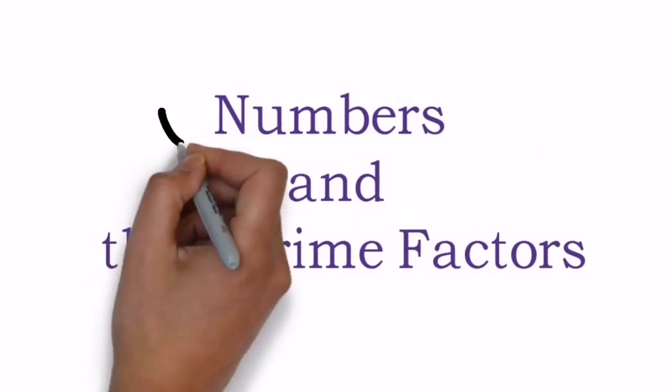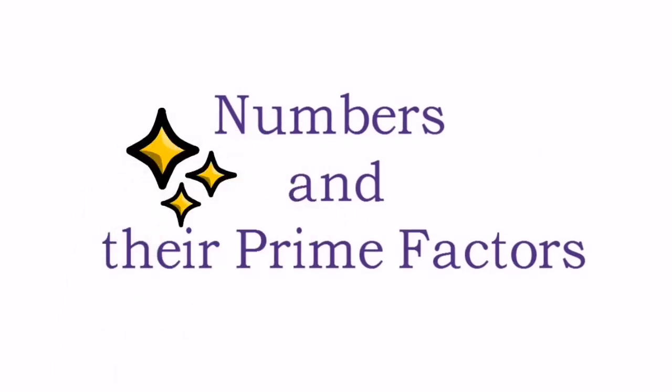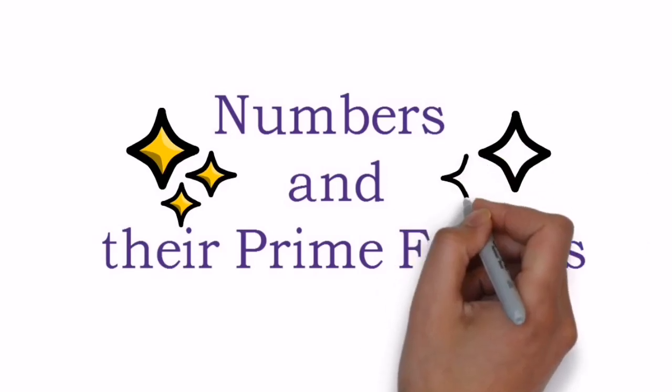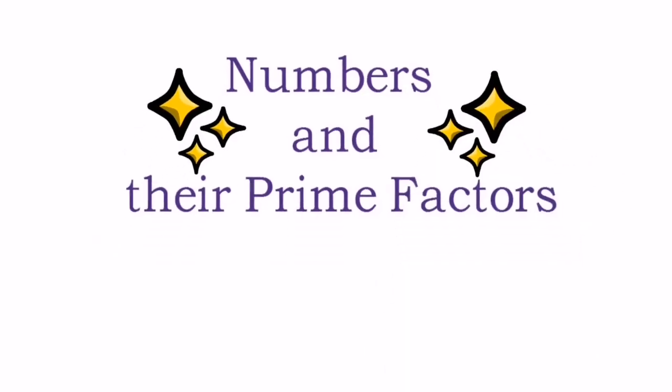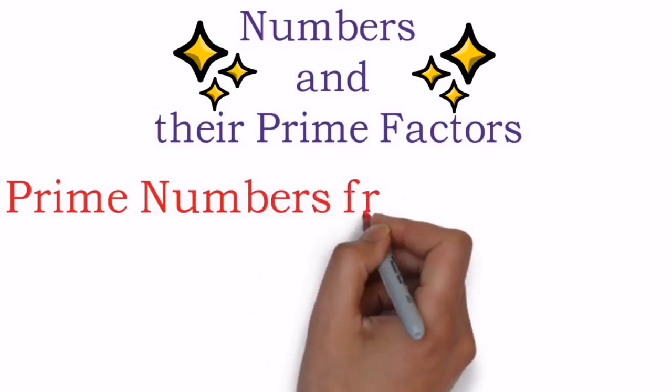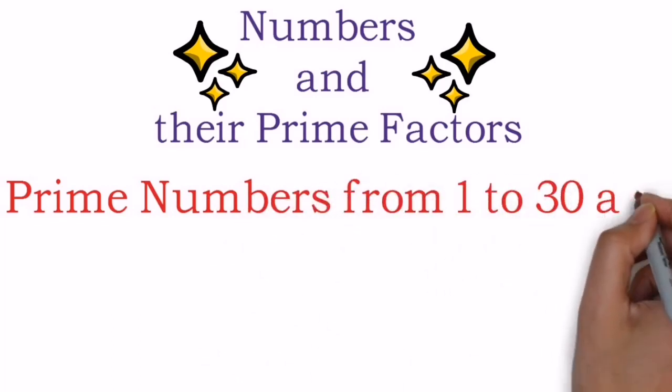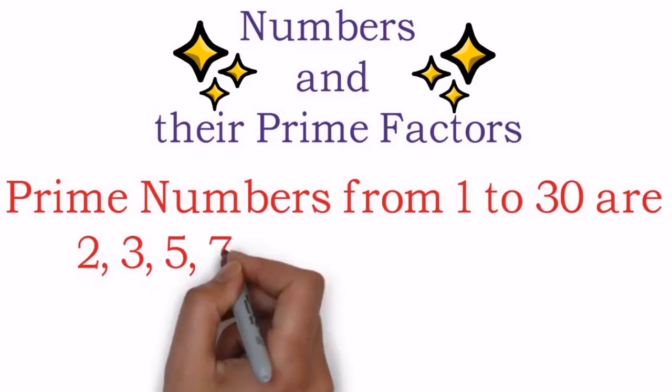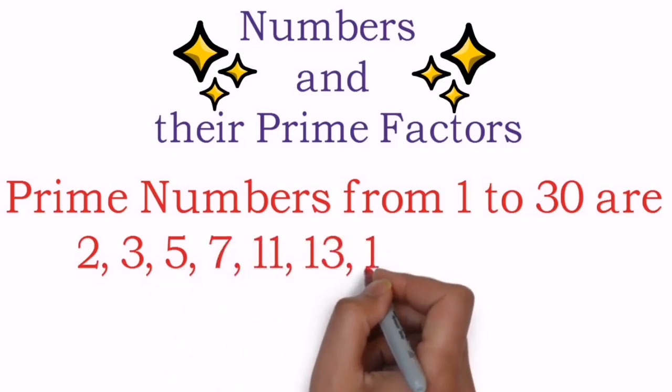In today's lecture, we will try to understand numbers and how to find their prime factors. First, prime numbers are nothing but the numbers which have only two divisors, okay? And finding the prime factors means writing the given number in product form utilizing only prime numbers.